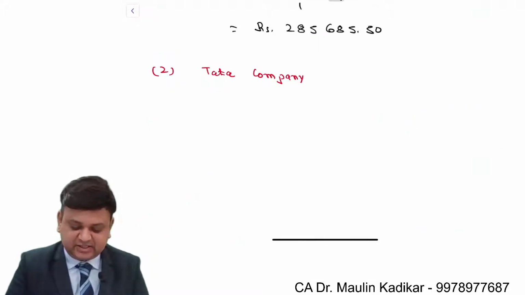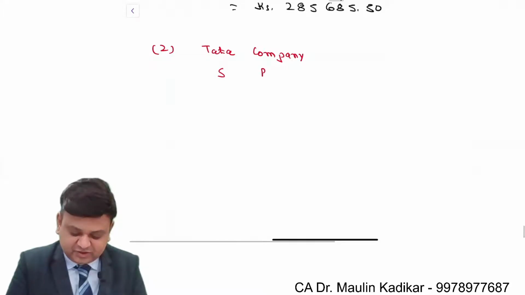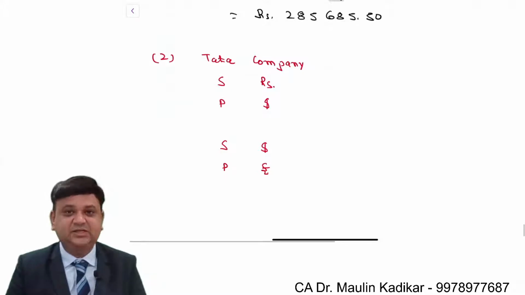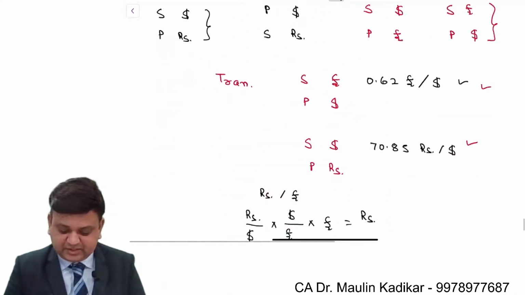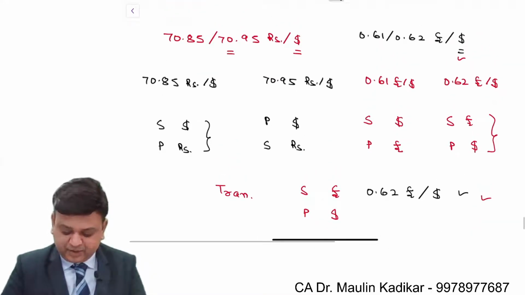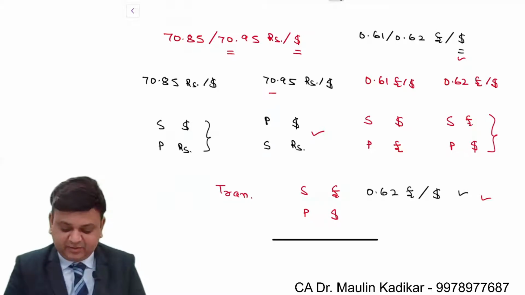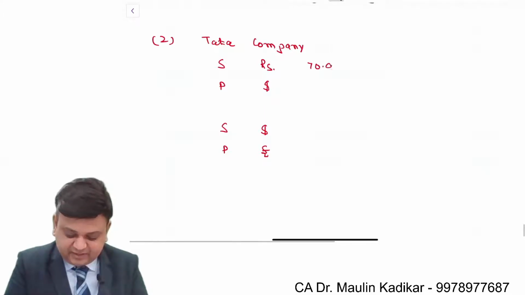So we understand that it is required to do the conversion like this: conversion of the rupees into dollar first of all, and then conversion of the dollar into pound. That is the way these two transactions are required to be entered upon. So sell of rupees and purchase of dollar. This is the rate which is applicable: 70.95 rupees per dollar.